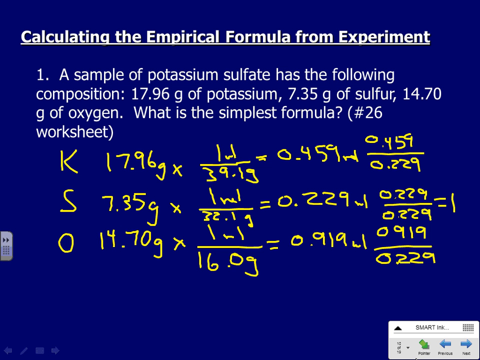I got the middle one. It's 1. I'm hoping this guy's 2. Yep, 2. And I'm not sure what I'm going to get for this one. Yep. 4, right on the money, 4. Like, not right on the money, but 4.0 something. Yep. So no need to do a double or a triple. That's fine. All right, so that's good. We've got the empirical formula. And that is K2SO4. Hey, we recognize that one. What's that stuff? That's potassium sulfate that they must have been analyzing. That is the empirical formula.